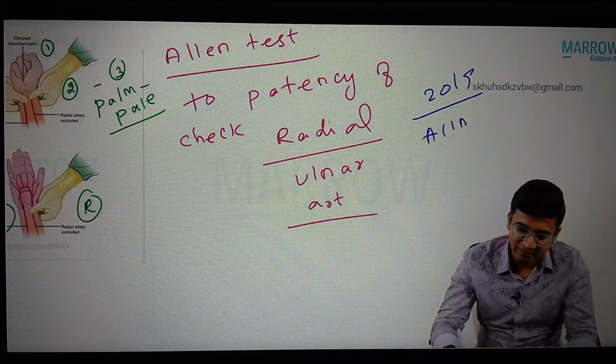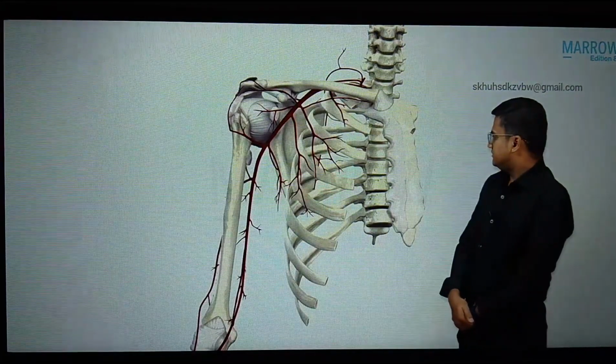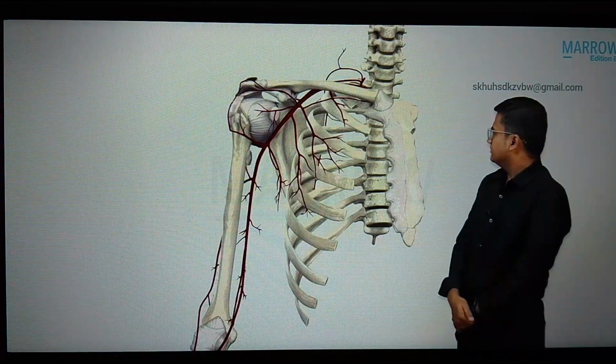2019 AIIMS exam, they gave a video-based question. They gave the Allen test. So the Allen test is used to check the patency of the radial and ulnar arteries. Now we're going to see some animations for the vessels of the upper limb.